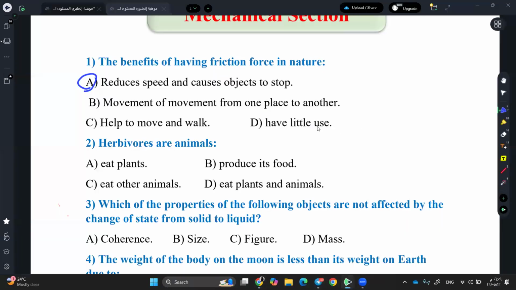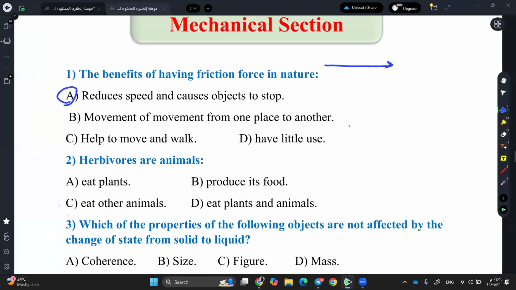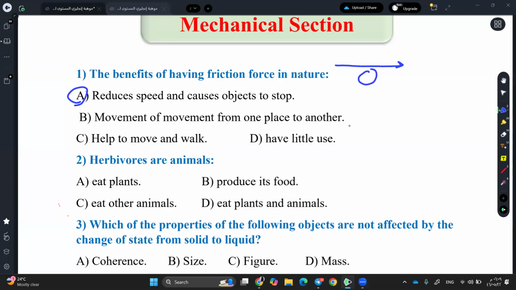Again, friction force is the force that is opposite to the object's movement. So it is going to reduce speed and cause the object to stop.